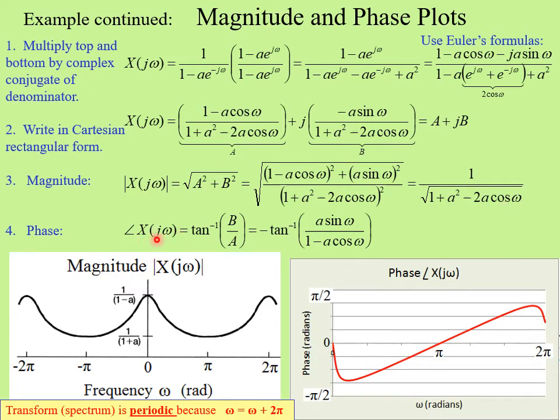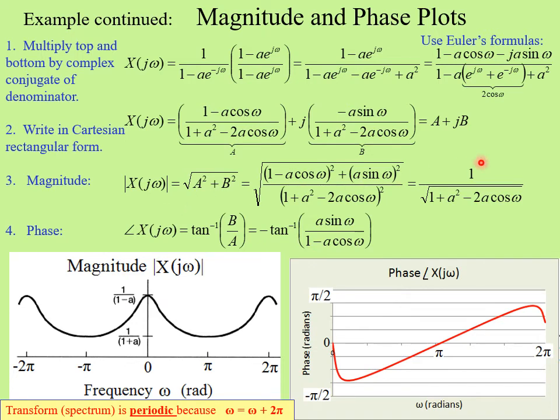And likewise, for the phase of x, we can use the inverse tangent function. Remember, x is equal to a plus jb, so that means the phase angle is the inverse tangent of the b term here divided by the a term, all right? And remember, a and b are shown here. So again, when you do all this, it boils down to this expression here. So the dust has now settled, and we can plot the results.